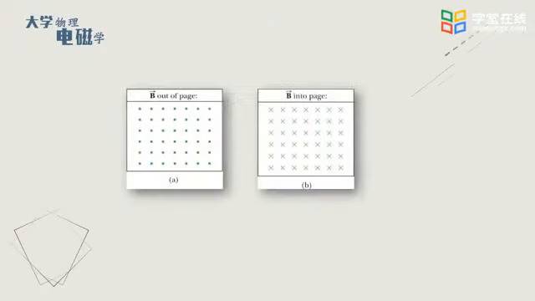Please look at the figure. By convention, a magnetic field out of the page is represented with dots, while a magnetic field into the page is represented with crosses.